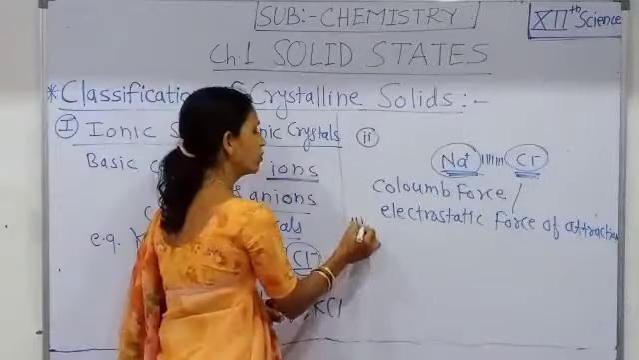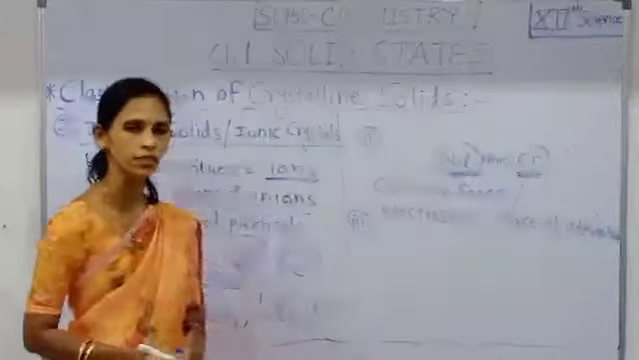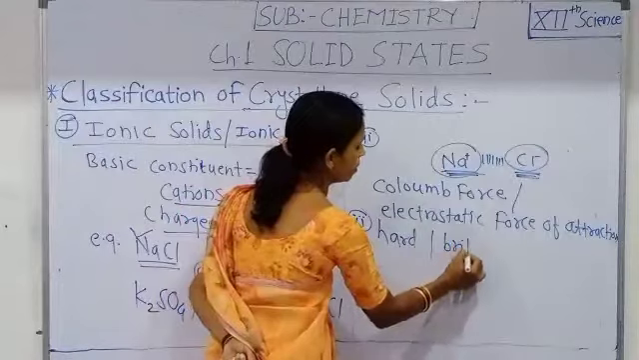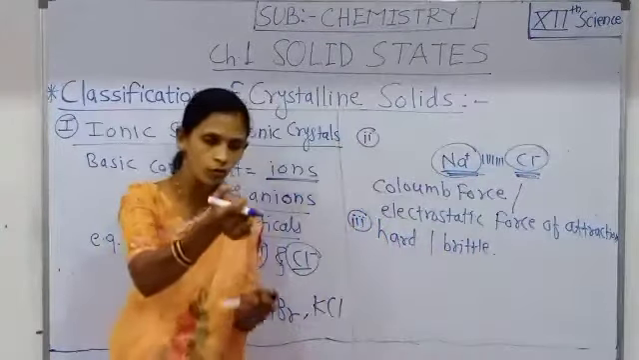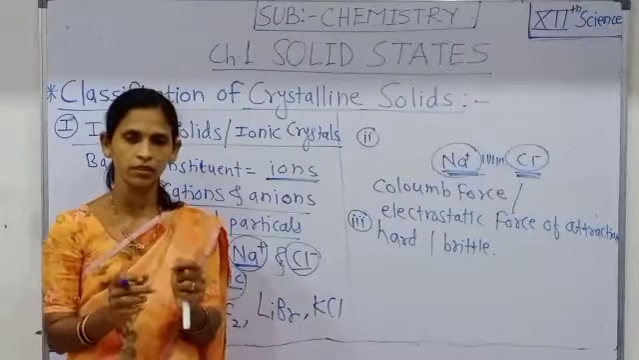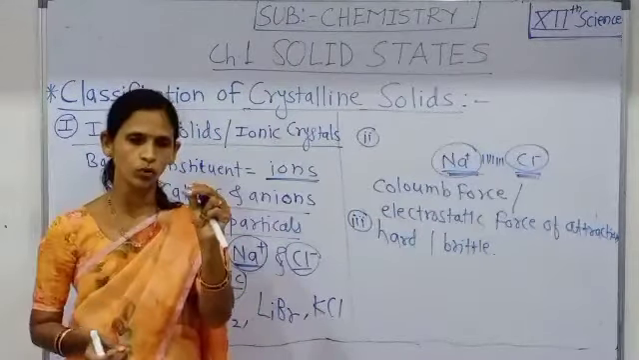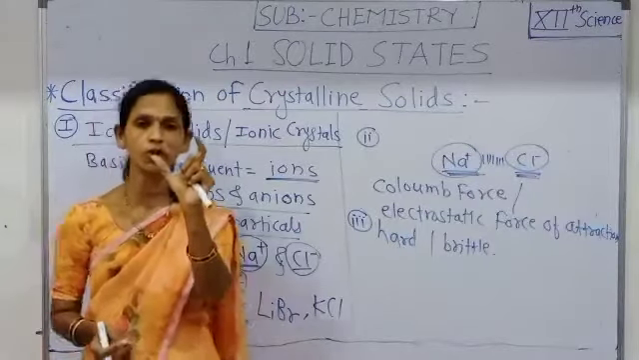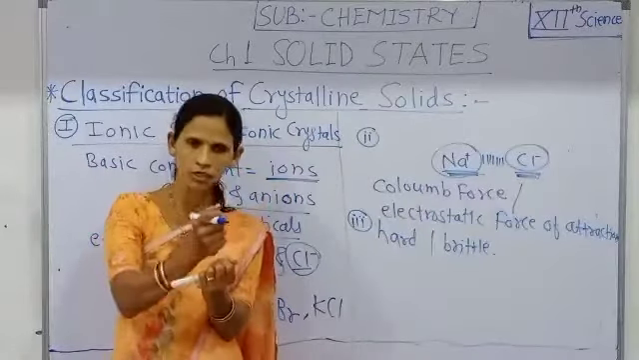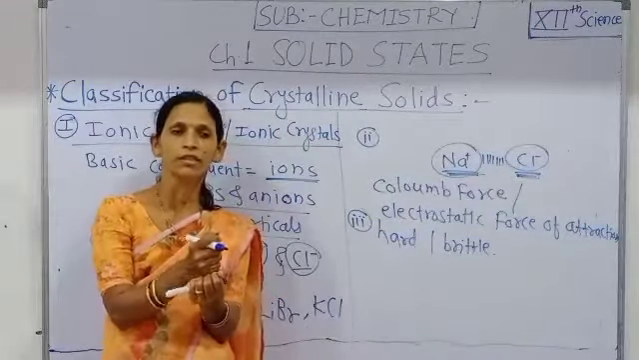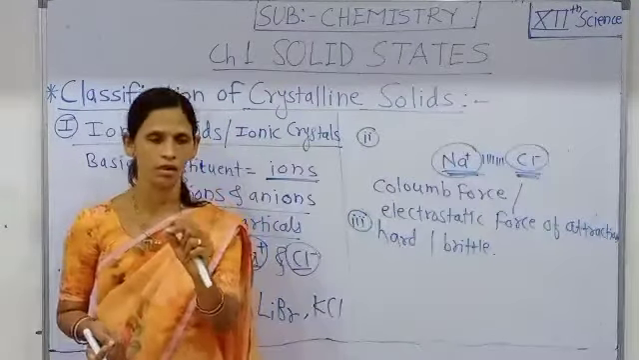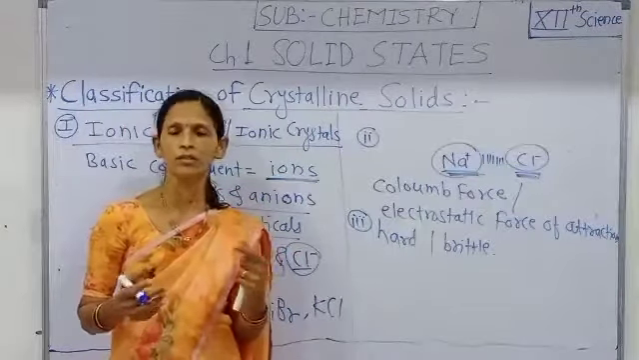A few more properties of ionic substances: they are hard but brittle. When shear force is applied to ionic crystals, they can be split into small crystalline particles. For a large crystal of common salt, when pressure is applied, it can be converted into small particles. That means it is brittle. It is hard but brittle.